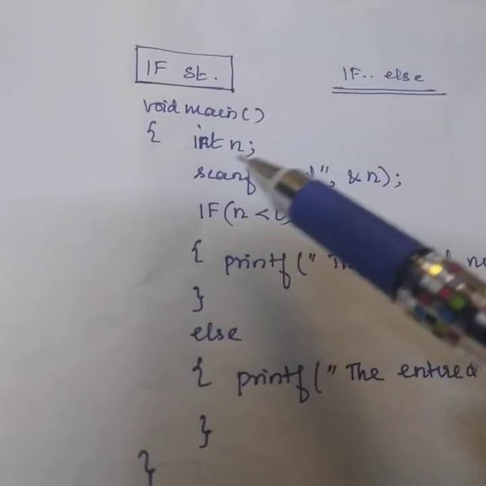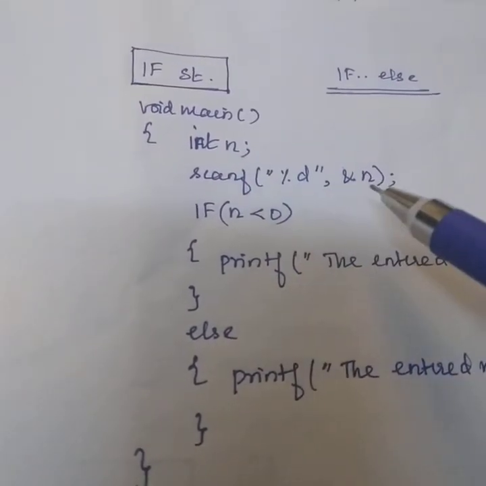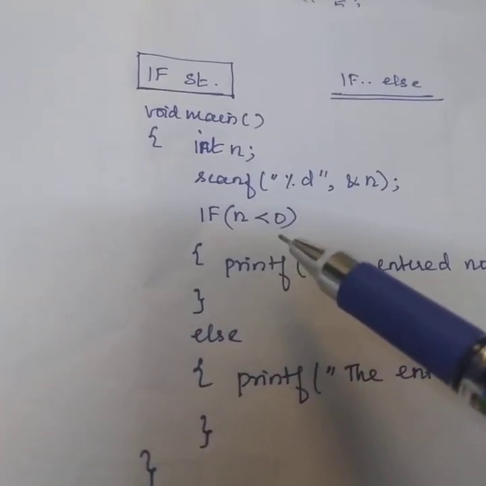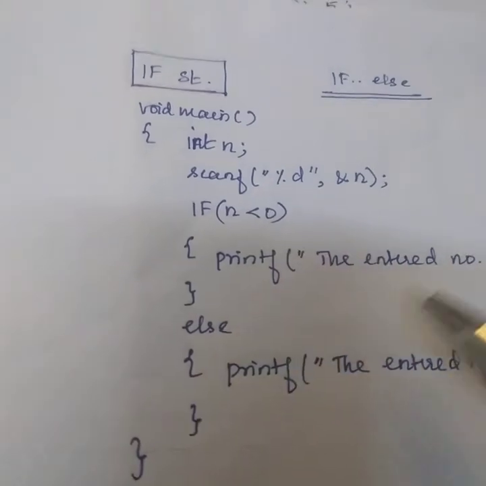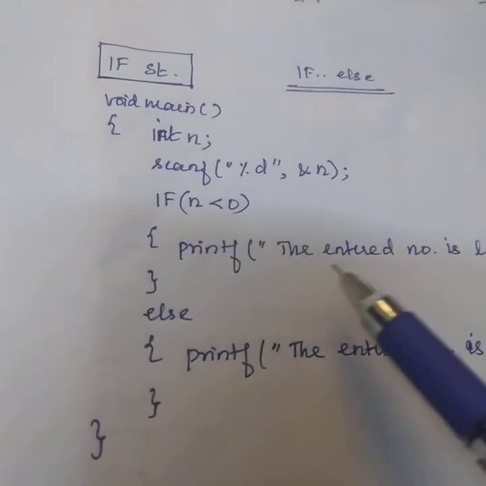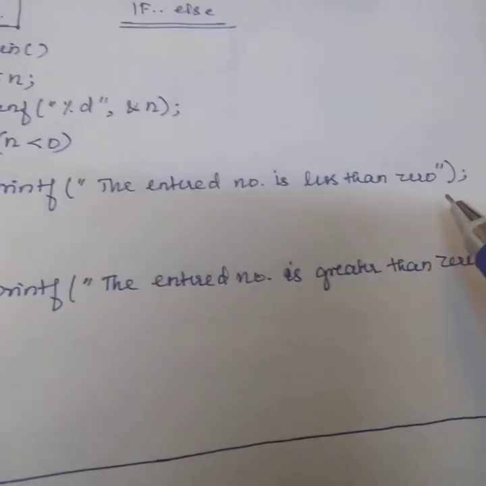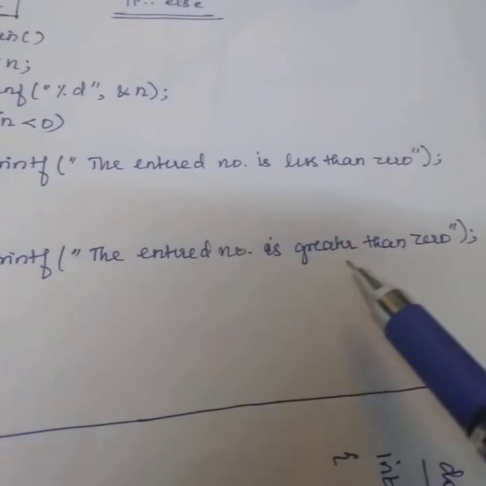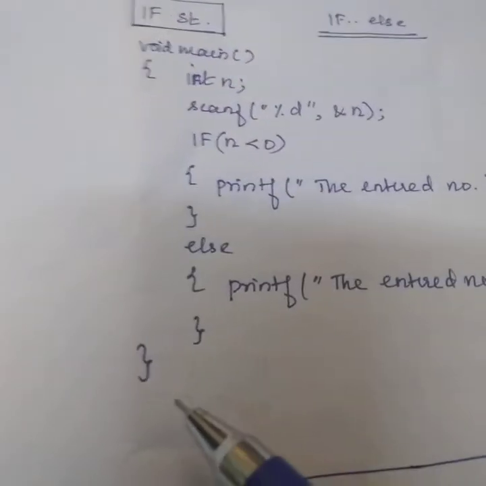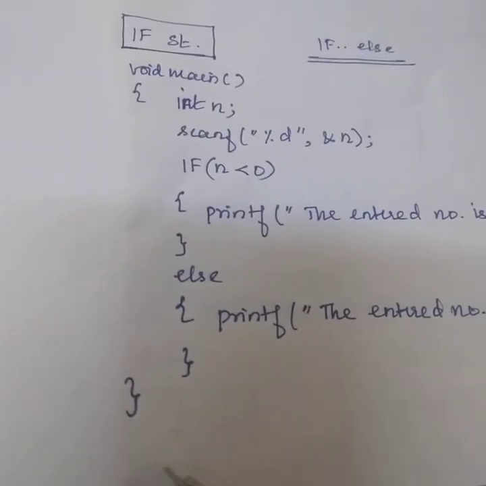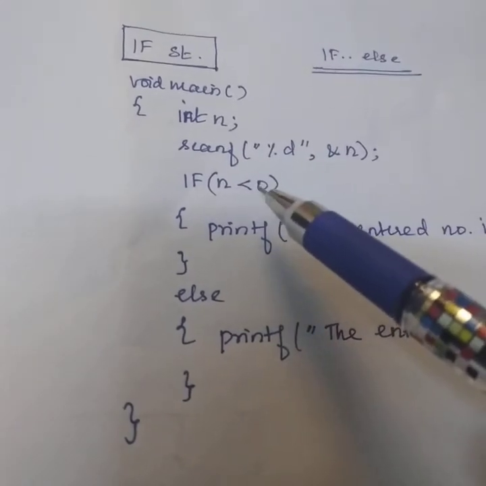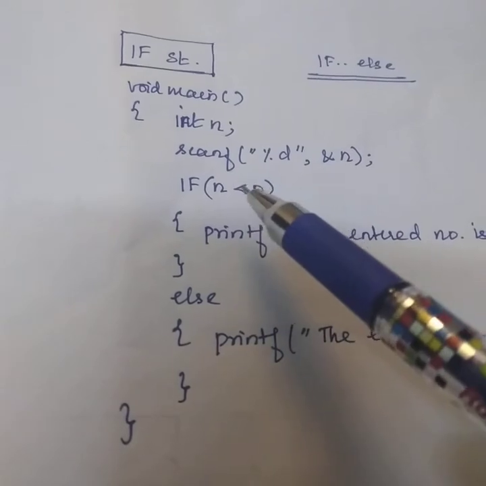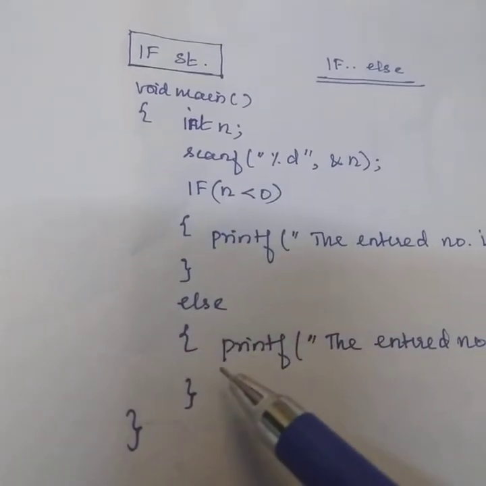Void main, int n, scanf. We are getting the number n and we are checking the condition: if n less than 0, printf the entered number is less than 0. Else, printf the entered number is greater than 0. That's all. We are closing the braces. So if the condition is true, this line will be executed. If it is false, this else part will be executed.